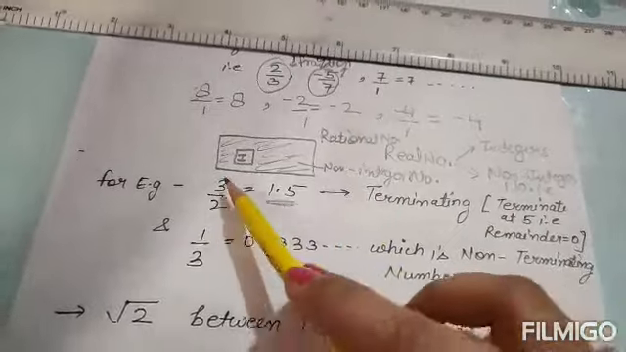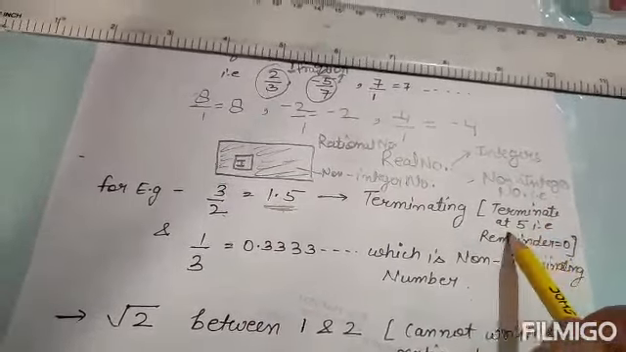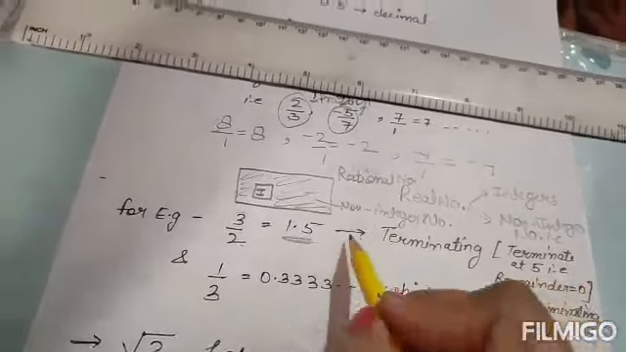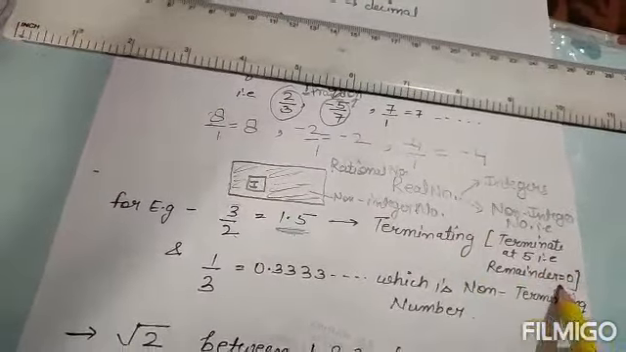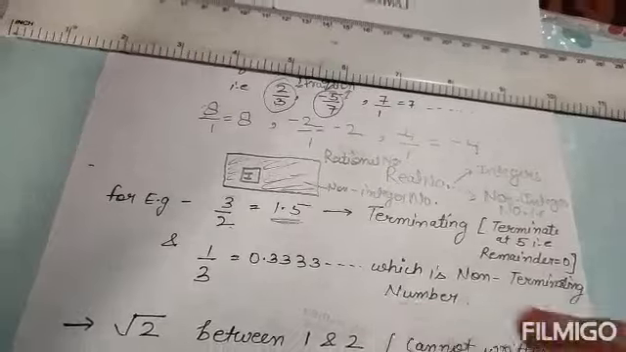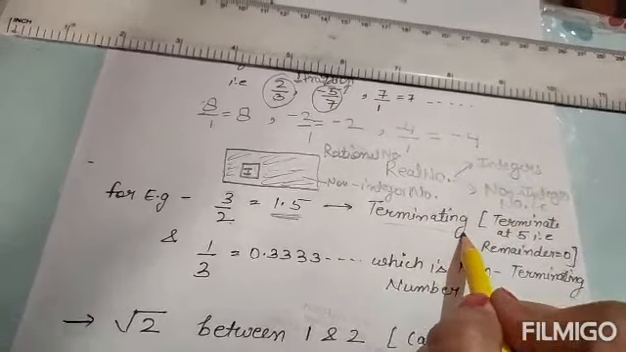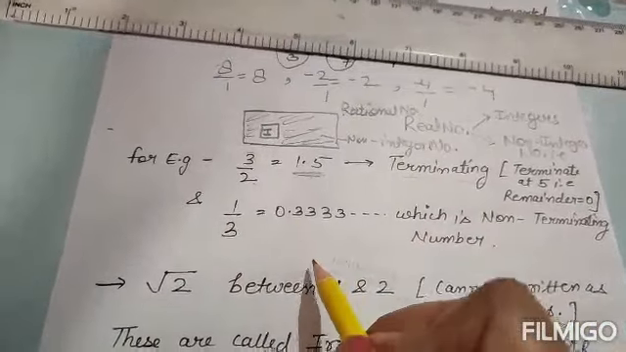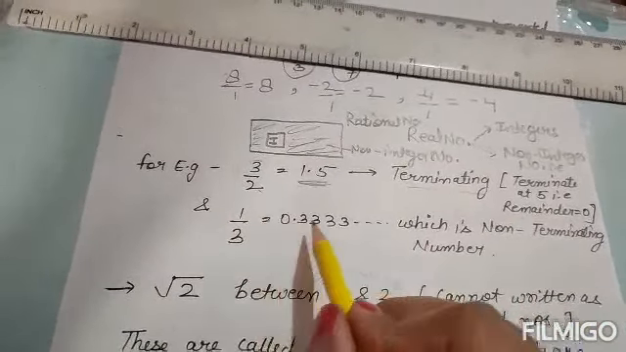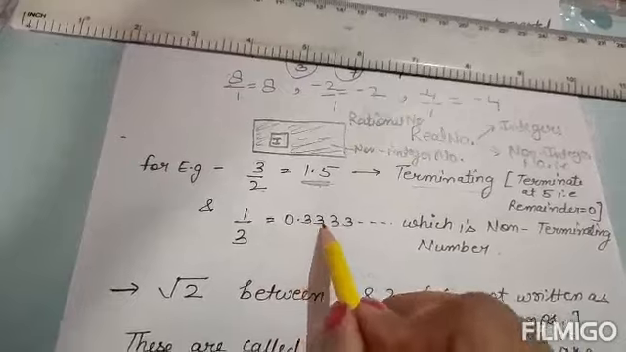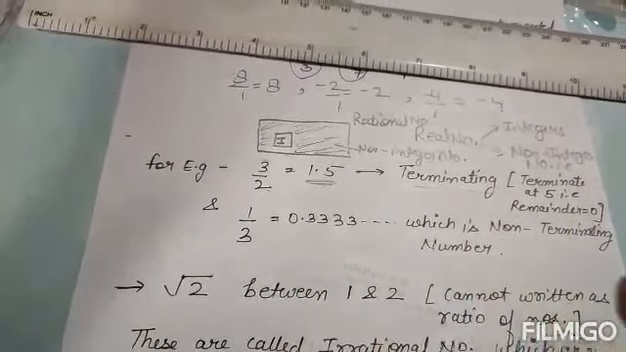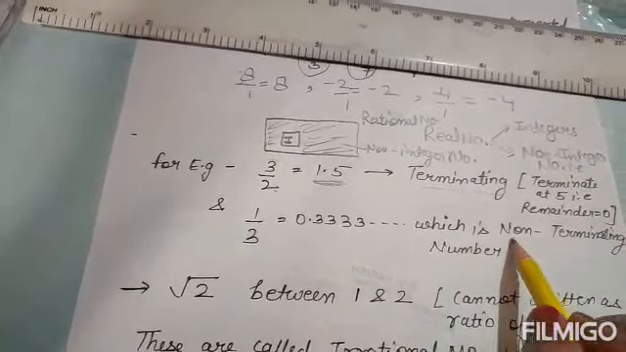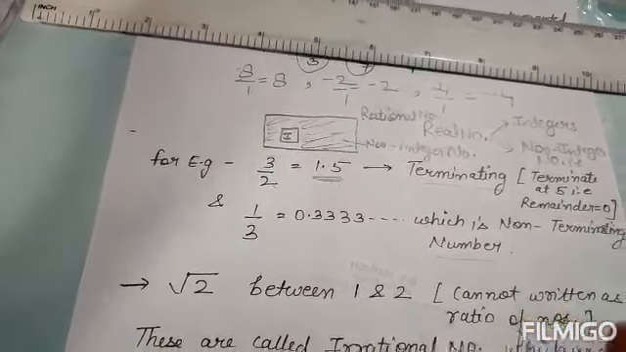That means 3 by 2 terminates at 5. That is, you got the remainder 0. Where the remainder is 0 and it terminates at a certain number, it is called a terminating number. And if we take another example, 1 by 3, in decimal form it comes to 0.3333 and so on. It doesn't terminate at any certain number. These numbers are called non-terminating numbers.